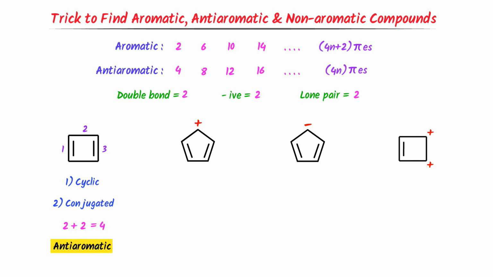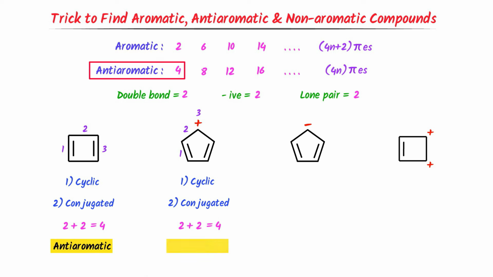Secondly, we can see that this is a cyclic organic compound. Now here, there is double bond, single bond, and positive charge. So this organic compound is conjugated. Inside the ring, there are two double bonds. I write 2 plus 2 is equal to 4 electrons. We know that if a compound contains 4 electrons, it is anti-aromatic.